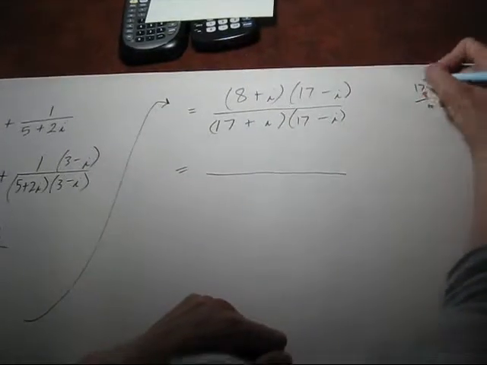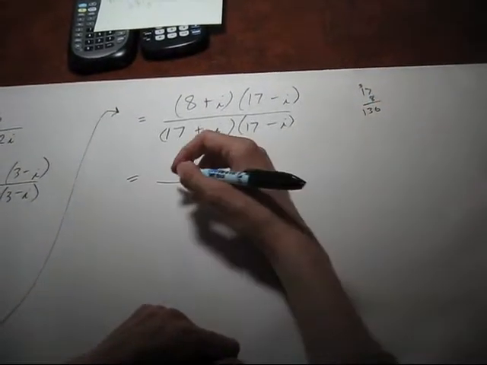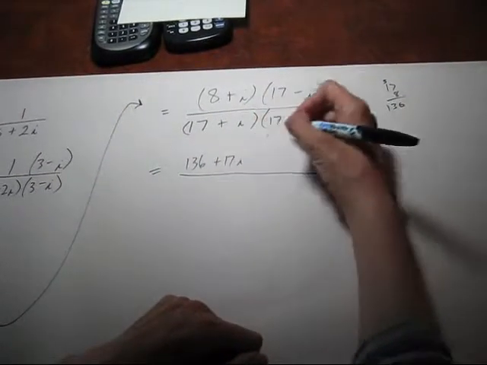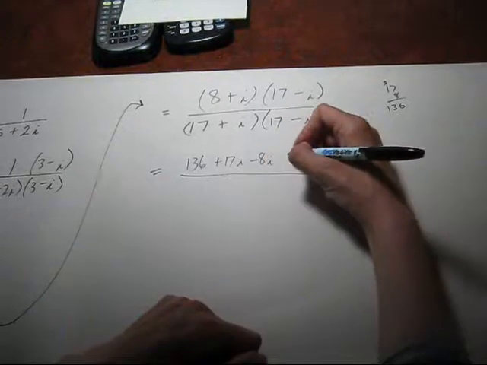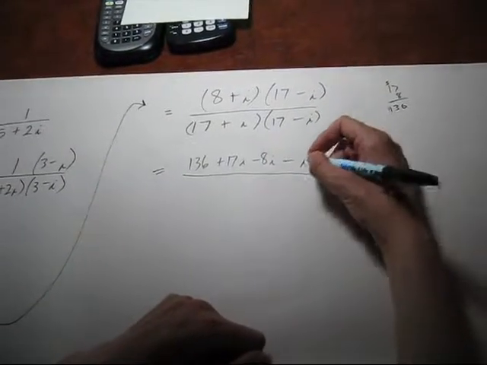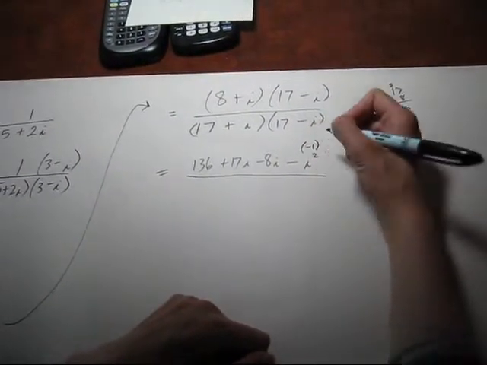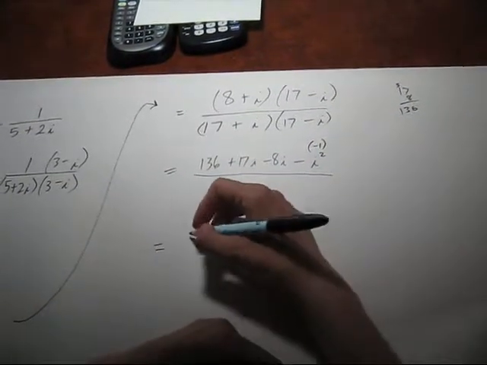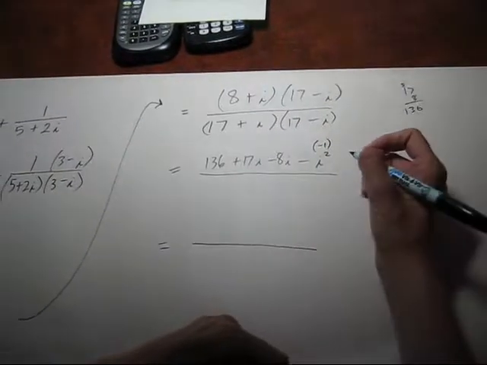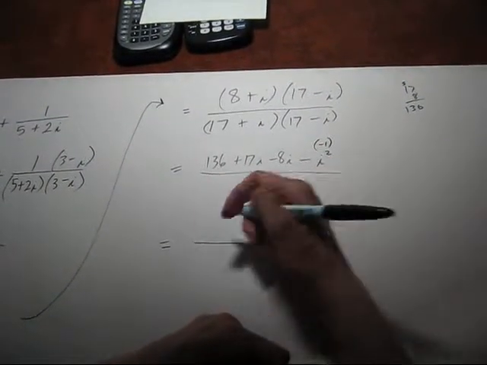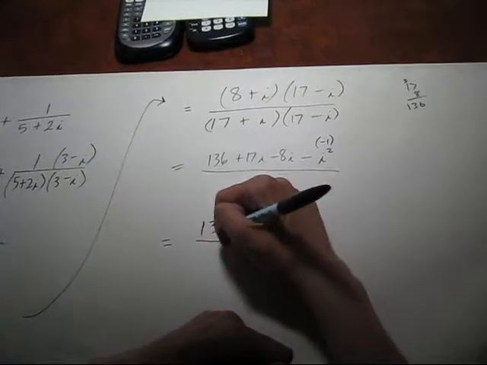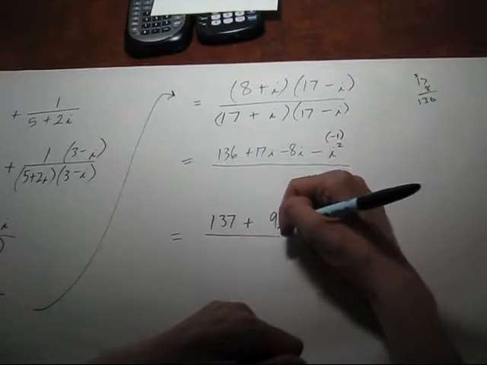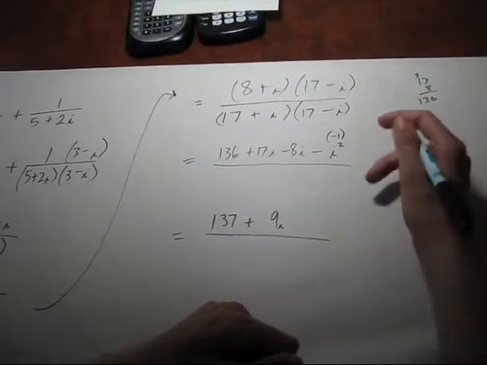Don't know that one off the top of my head. It's 136 plus 17i minus 8i minus i squared. Again, your i squared is negative 1. So minus a negative 1 becomes plus 1. So we'll have 136 plus 1 is a 137. And we'll have 17i minus 8i, which leaves us with 9i. Okay, so that's the numerator.